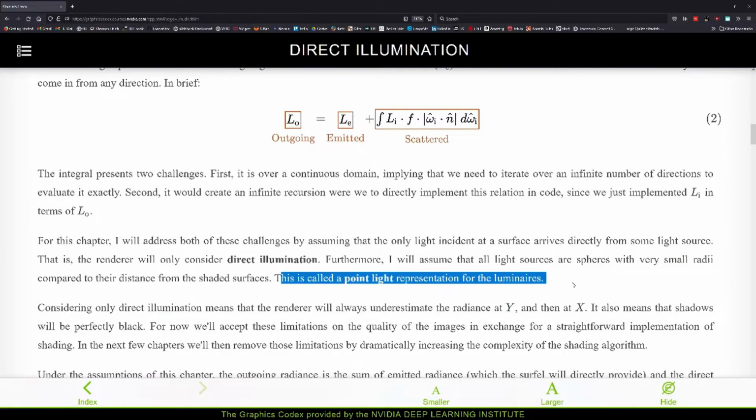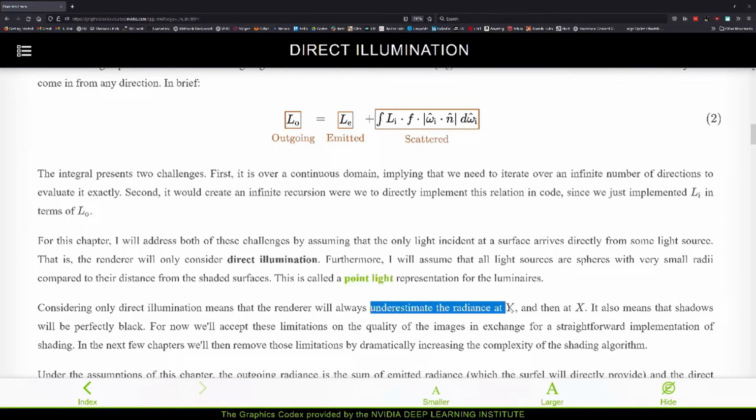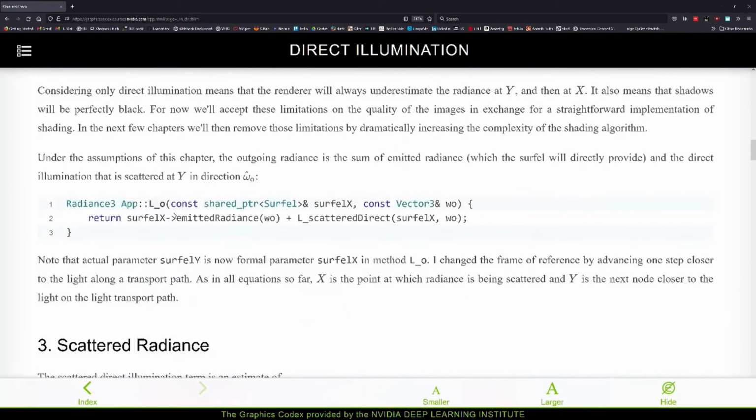Okay, so it sounds like we're using a point light source where the light emitter has no surface area, it's a single point. Because we say, well, the size of the surface is so small relative to our pixels and our surfaces that it doesn't matter that they have some volume, or some surface area, I should say. Yay, underestimating radiance, because direct illumination misses all the indirect illumination. But that's good for getting started.